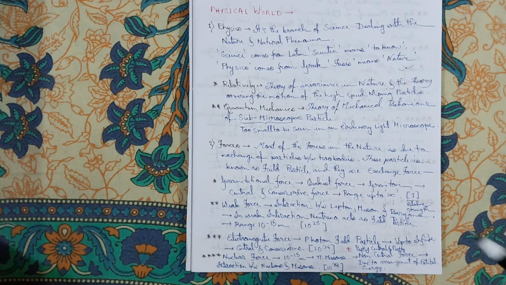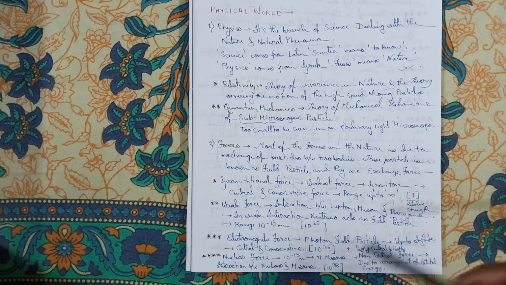Now comes electromagnetic force. From the name you can see that it is electro and magnetic. So there is some part called electric and some part called magnetic. These two fields simultaneously make electromagnetic force. Later on you will get the details. Here the photon is the field particle, and its range is up to infinite. It is central and conservative in nature also. And it is 10 to the power 36 times stronger than the gravitational force.